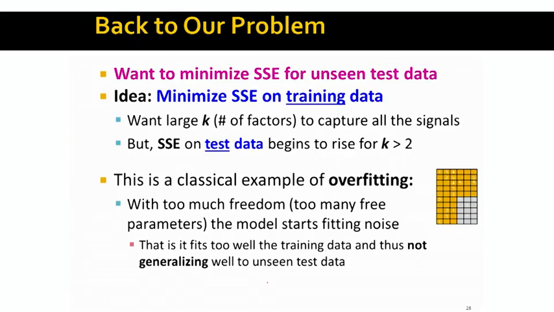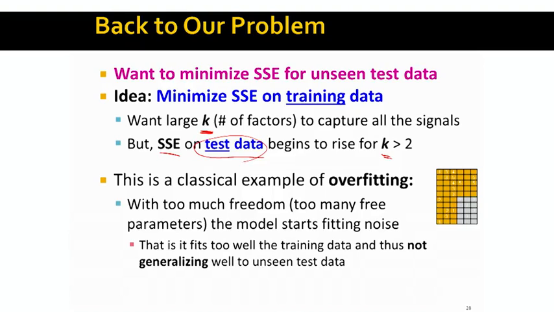So we are saying, let's minimize the sum of squared errors on the training data. And here the idea is that we want to pick the number of factors k to be large enough to capture all the signal. Imagine we pick k of 100. If we do this and measure the sum of squared errors on unseen test data, we actually find that as soon as we pick more than 2 factors, our error on the unseen data increases with the number of factors we are picking.